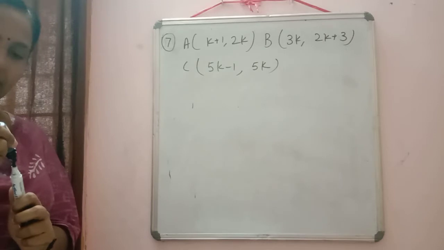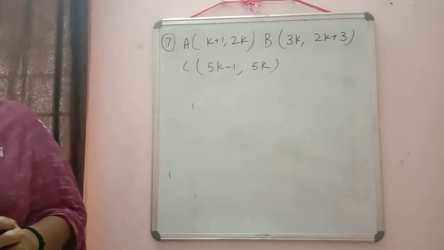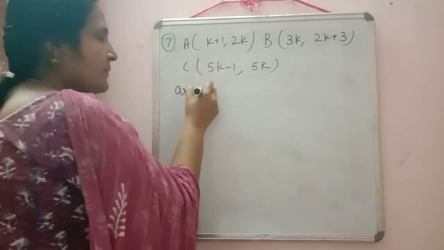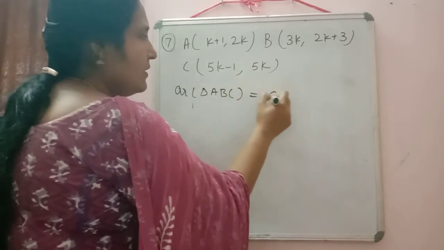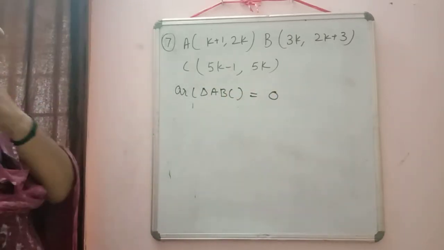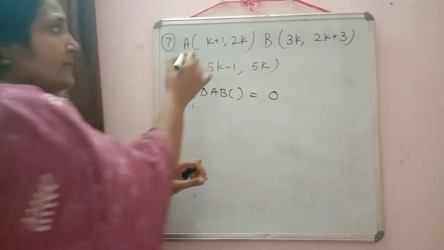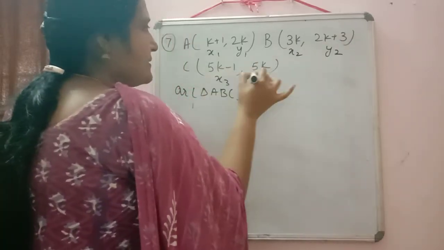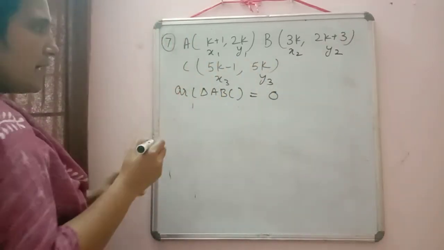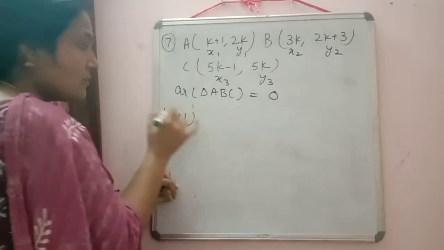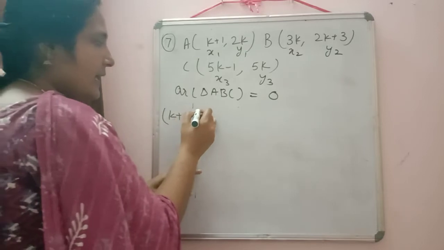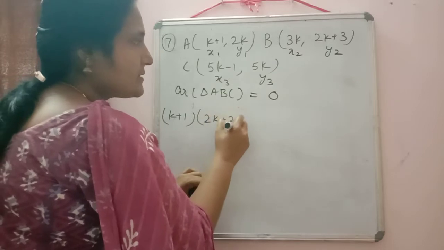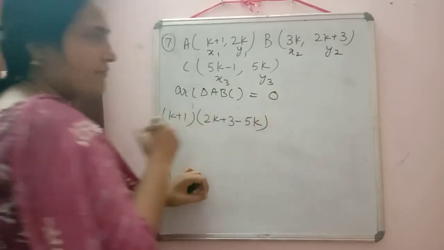So which concept will we use if the points are collinear? Area of triangle ABC will be equal to 0. Yes, area of triangle ABC is equal to 0. And the 2 also we shifted, so directly we will start with x1. We will write here x1 y1, x2 y2, x3 y3. First is x1, that is K plus 1. Two terms are there, that's why I am putting the bracket. x1 into y2 minus y3: y2 is 2K plus 3 minus y3, which is 5K.